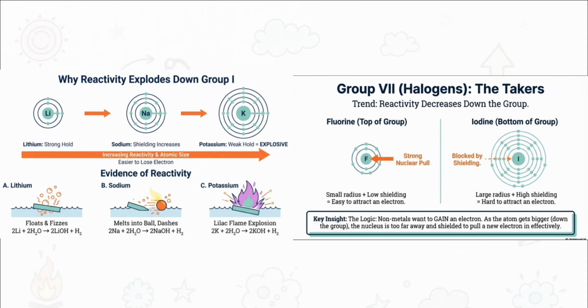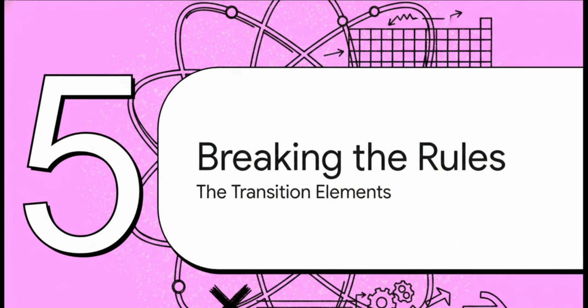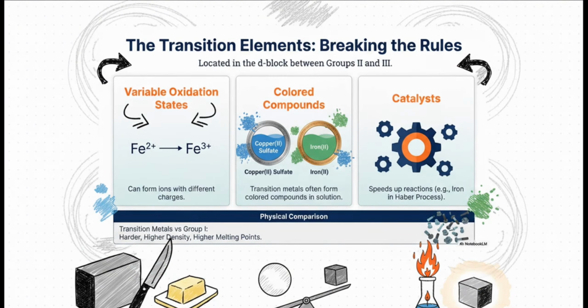So let's shift our focus to that big block of elements right in the middle of the table. These are the transition elements, and, well, they kind of play by their own set of rules. First off, they're just physically different. Unlike those soft group 1 metals you can literally cut with a knife, these are what we think of when we say metal. They're hard, they're dense, and they have really high melting points. But their real story, the interesting part, is their chemical versatility.